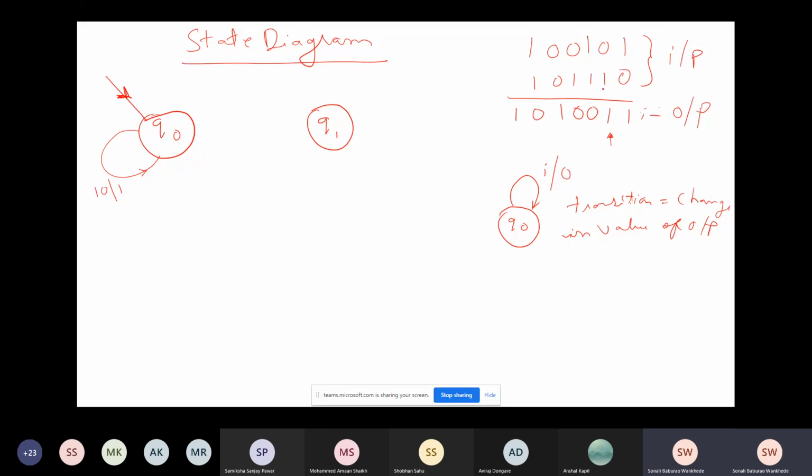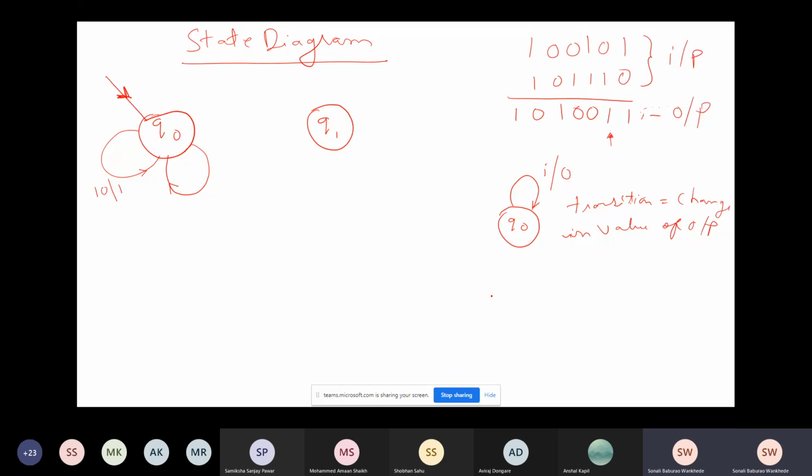Okay, 0, 1, and is the value changing here? No, right? The value is 1 itself. So it means that the particular transition remains in the same state. So I'm again showing it in this form. I'm drawing an arrow here. I'm showing that the value or the transition remains in the same state.